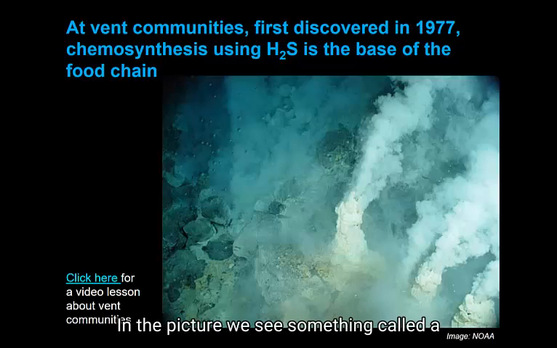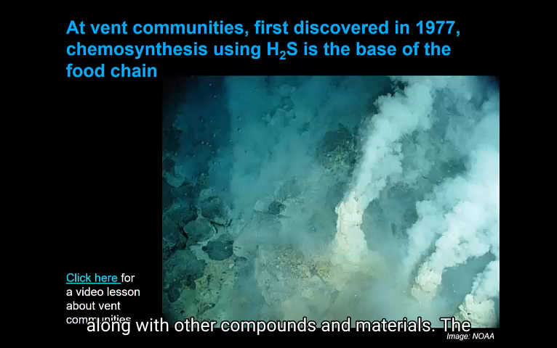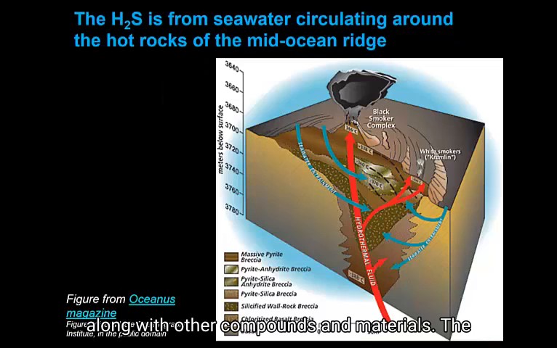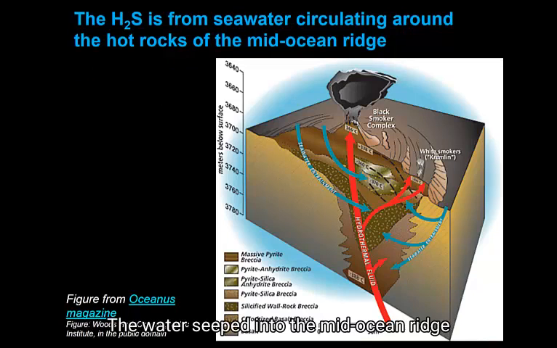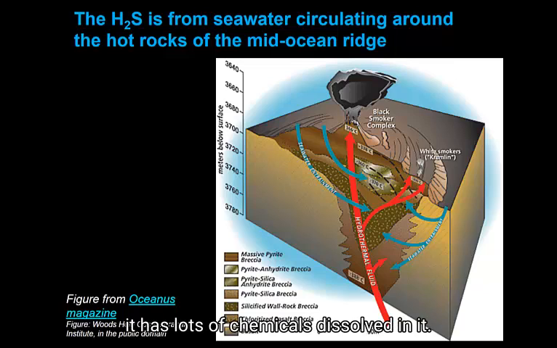productivity. In the picture, we see something called a smoker, which is releasing hydrogen sulfide along with other compounds and materials. The smokers are places where really hot water is being released into the ocean. The water seeped into the midocean ridge through cracks in the rocks. It got heated up, and as it heated, compounds, including hydrogen sulfide, were dissolved into it from the surrounding rocks. Once the super hot water goes back into the ocean through the smoker, it has lots of chemicals dissolved in it. So why do the smokers smoke?